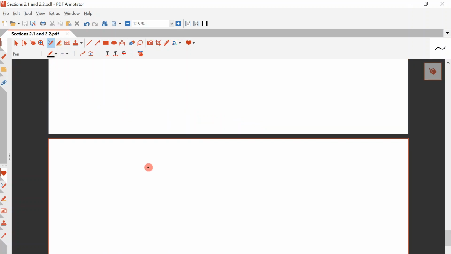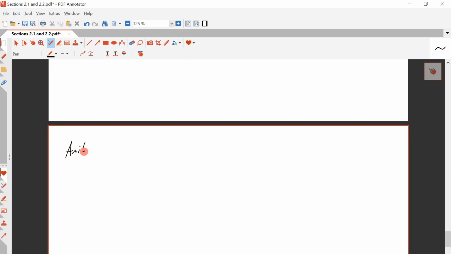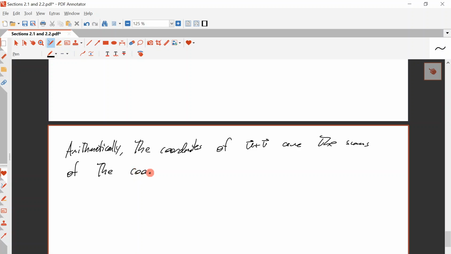Arithmetically, vector addition is just the sum of the coordinates of the vectors. The coordinates of u plus v are the sums of the coordinates of u and v.